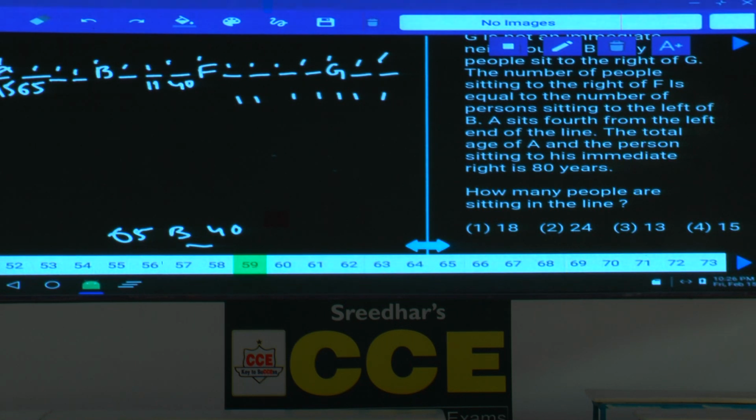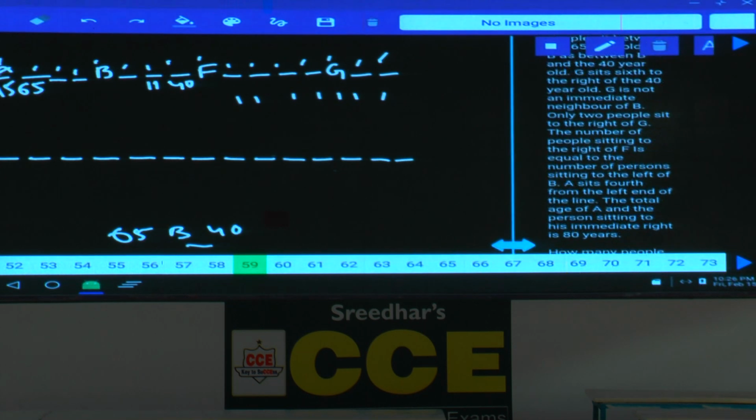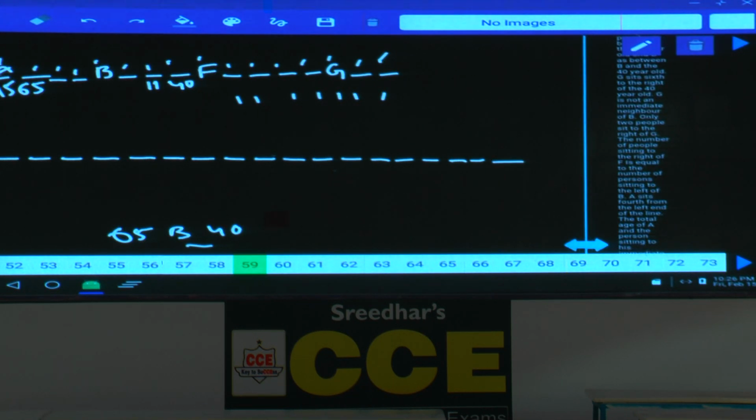Now on the left-hand side of A there are 3 persons. Or else I will write once again. 1, 2, 3, 4, 5, 6, 7, 8, 9, 10, 11, 12, 13, 14, 15, 16, 17, 18 and 19. Now in total 19, isn't it? Now A is in the fourth position from the left-hand side and the age of A is 15. The immediate right-hand side of A is 65. Now in between A and B there must be exactly 3 people. 1, 2, 3, B will be here, isn't it?